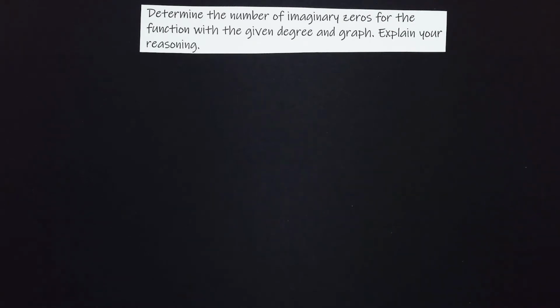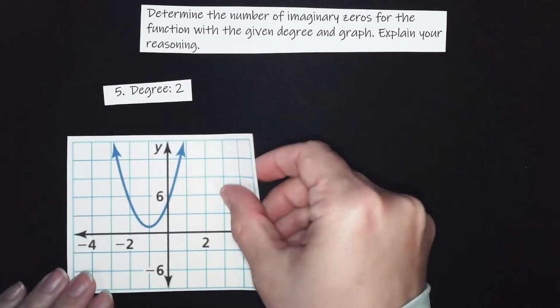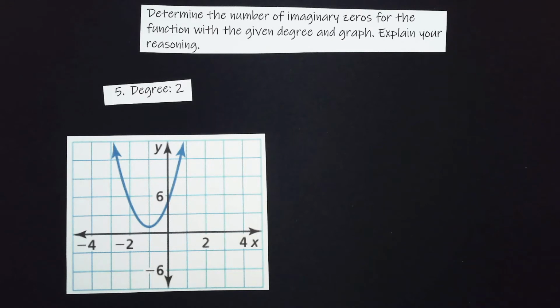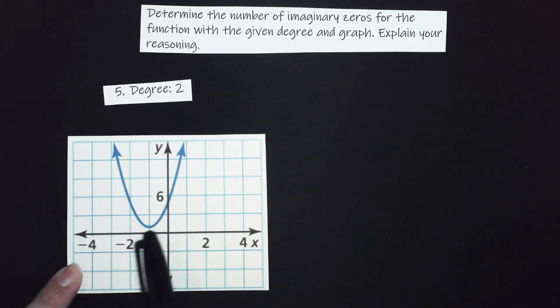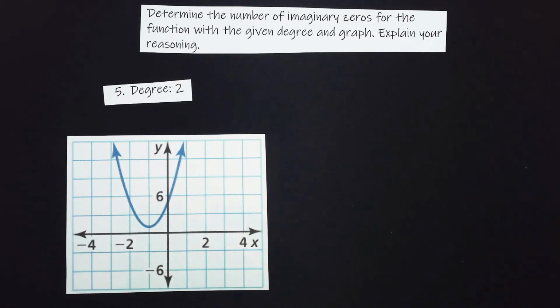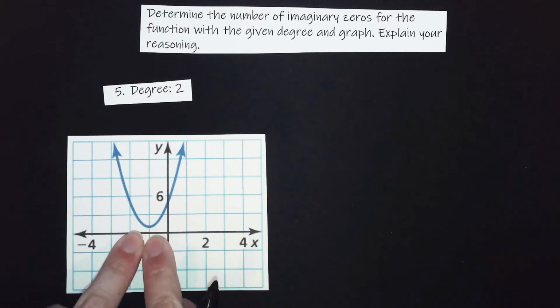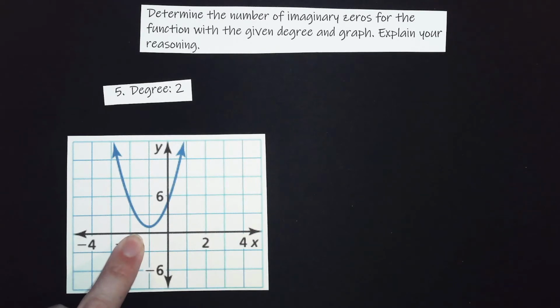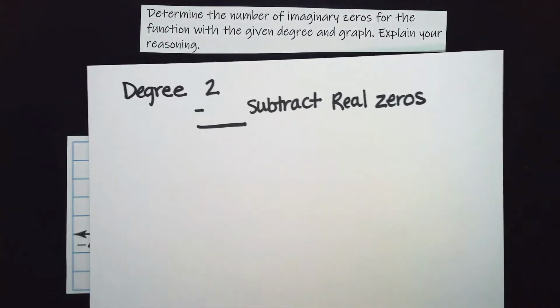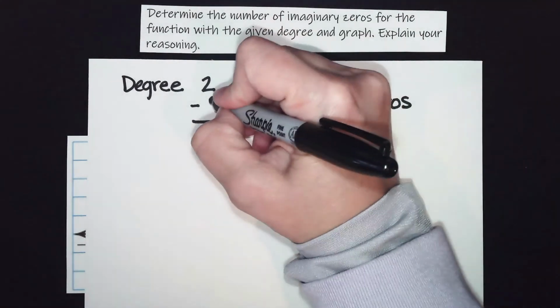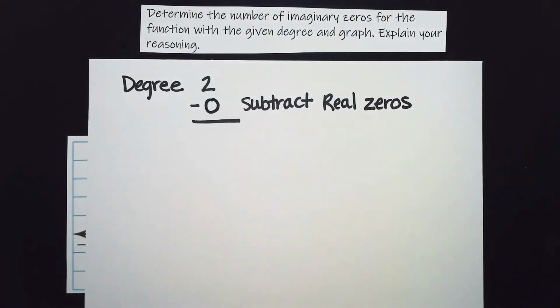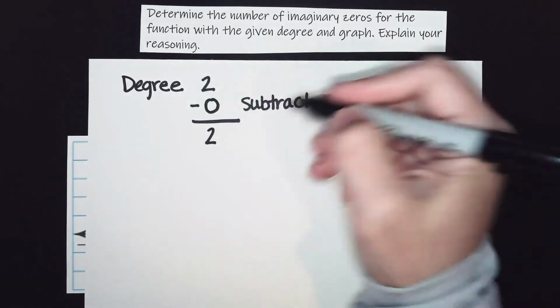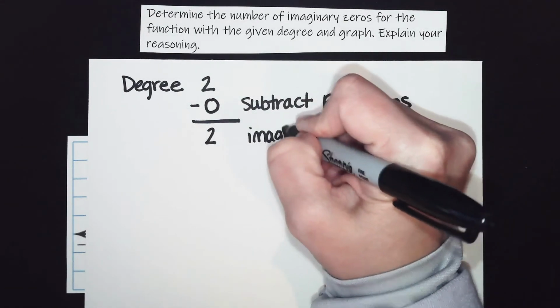So for number 5, it tells us our degree is 2 and gives us the graph that looks like this. The first step is to find on the graph how many real zeros we have along the x-axis. This parabola never touches the x-axis, so I have no real solutions, no real zeros. So if I have a degree of 2, I'm going to subtract the number of real zeros, and that leaves me with the number of imaginary zeros.